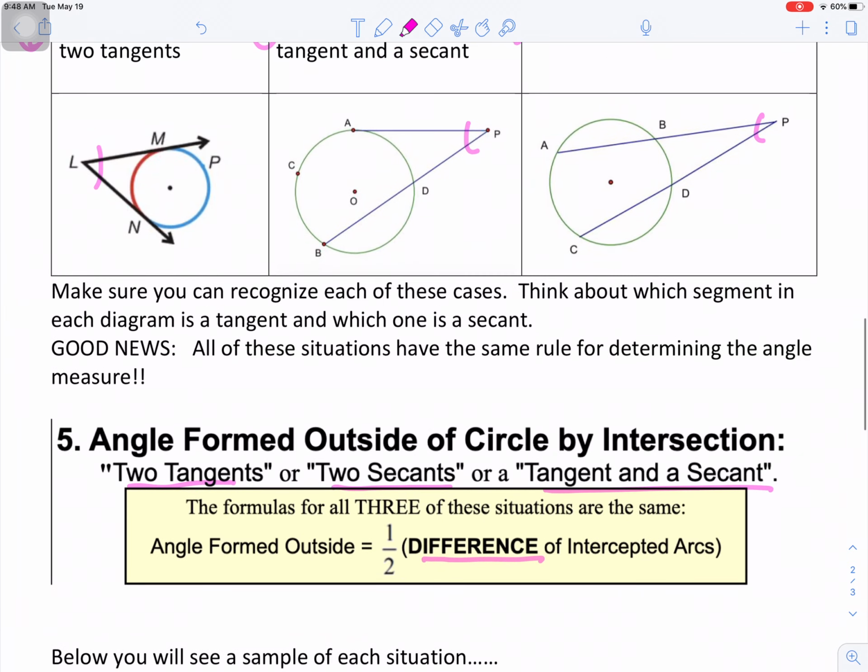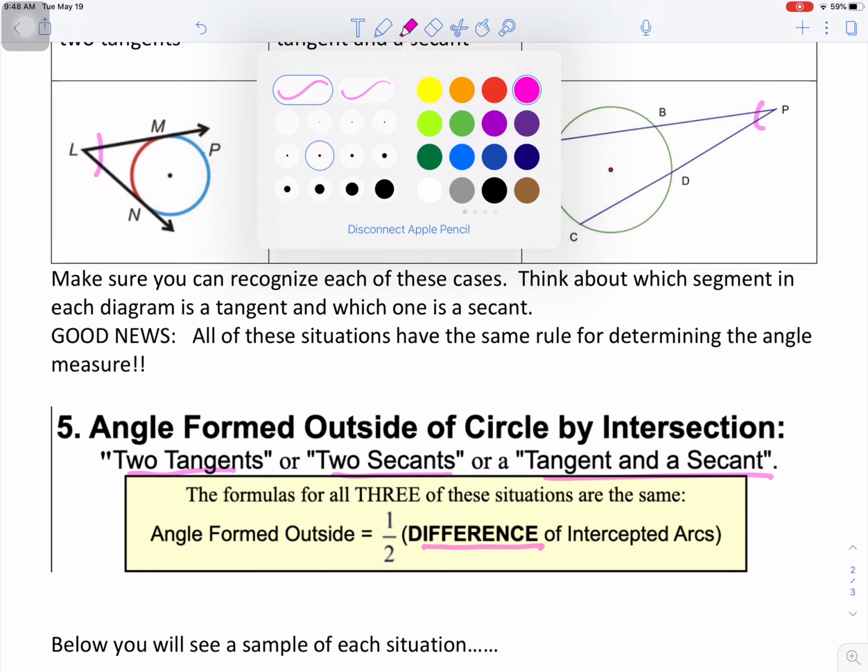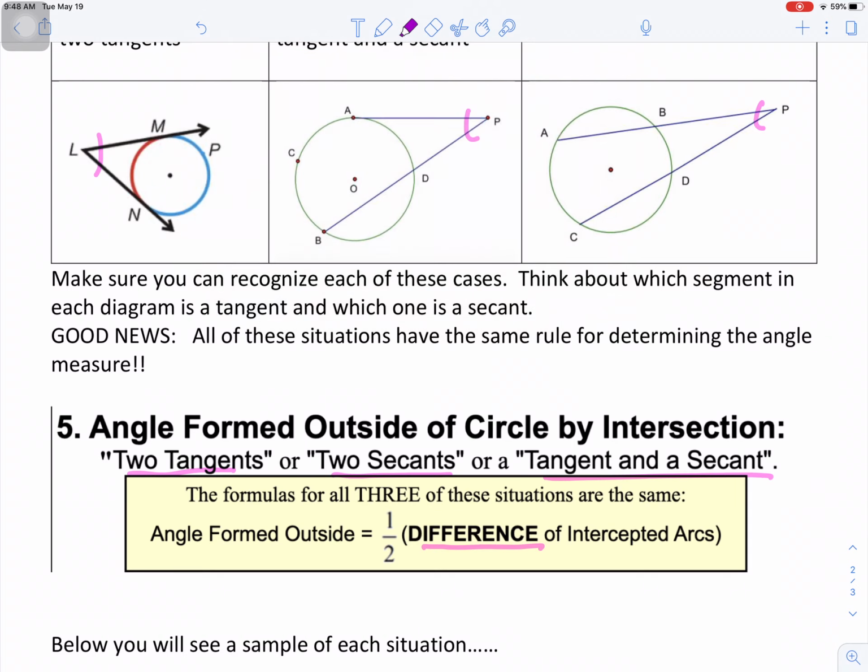Okay, so now there's some examples here worked out, but I want to just talk you through it here. What you're going to do is you want to find angle L, so you're going to do the blue arc minus the red arc divided by 2. Blue arc minus red arc divided by 2. And if you mess this up and add them, you're going to get 360. Divided by 2 is 180. And that angle could not possibly be 180. Does that make sense? So you're not adding them, you're subtracting them.